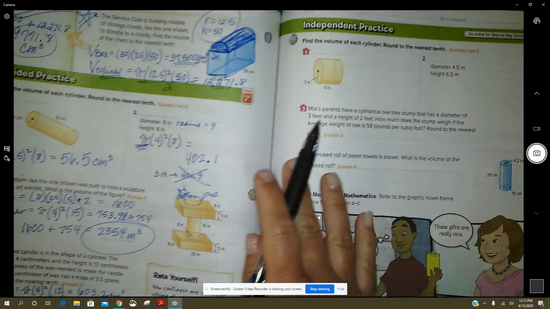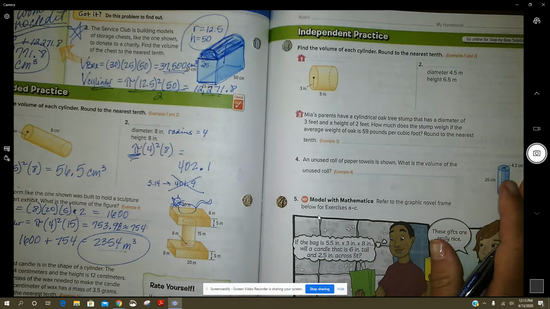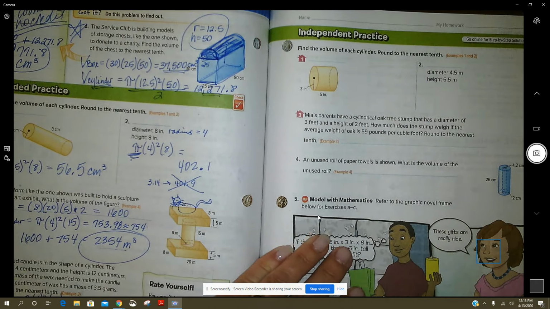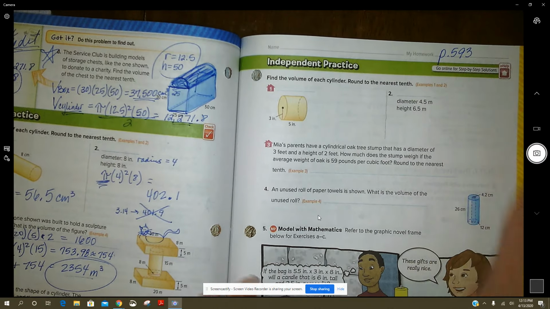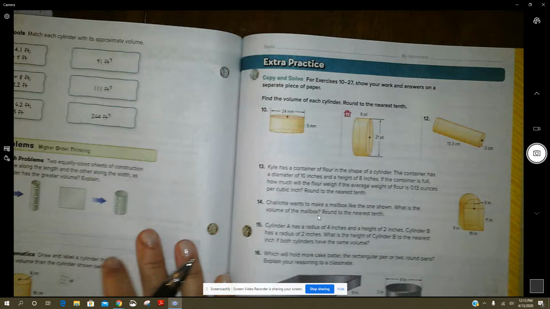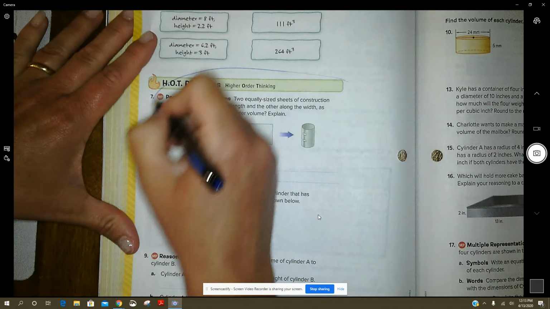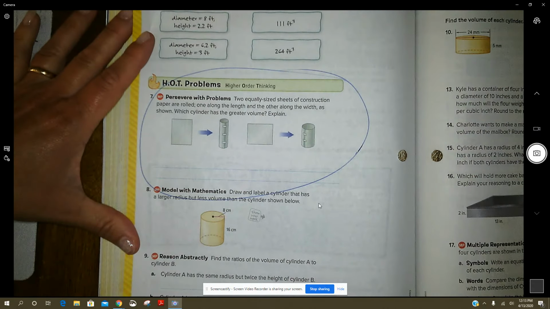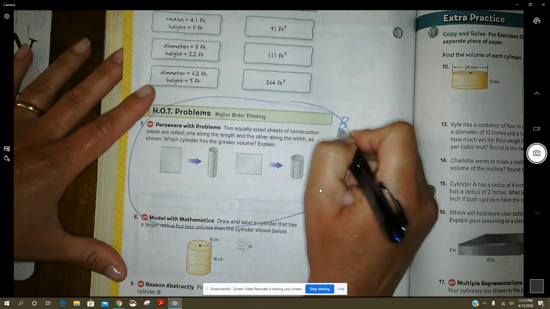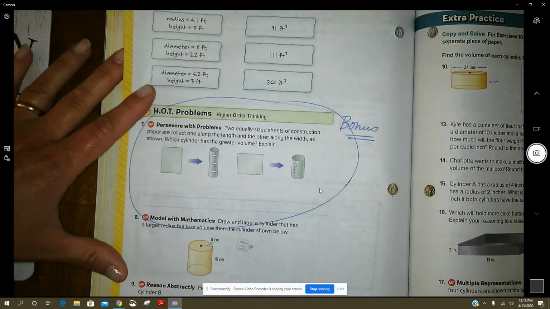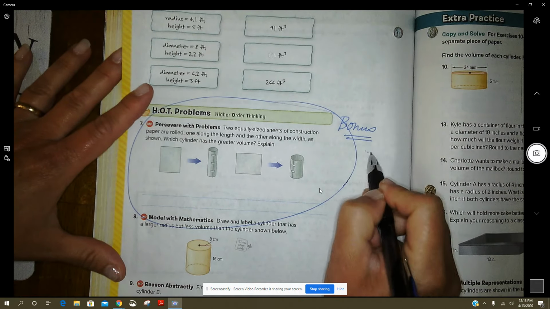Here is your assignment. You're going to do page 593. Okay, so your homework is page 593. I'm going to give you a bonus question today. Your bonus question is actually number 7 on the next page. Okay, so this is bonus. This is extra credit. Make sure you show all of your work.